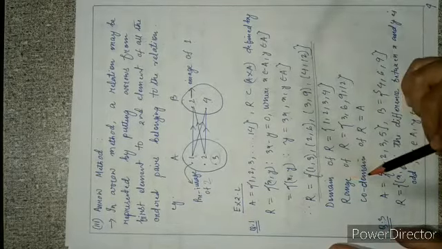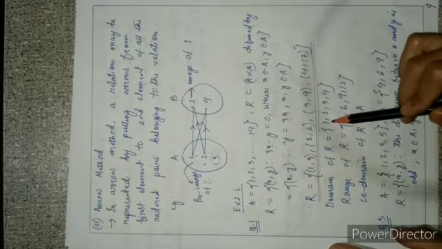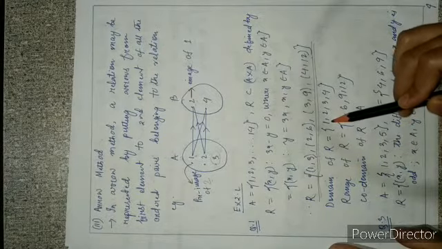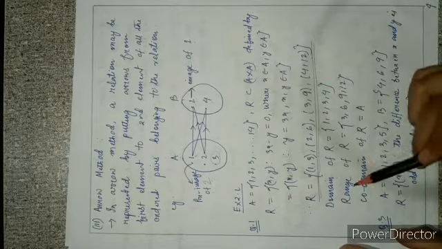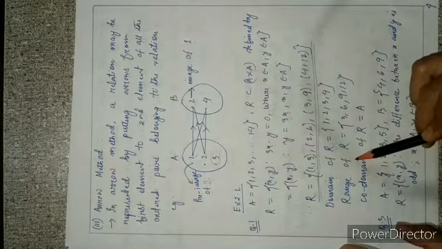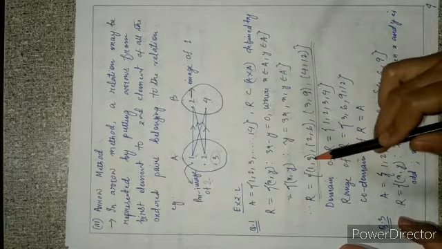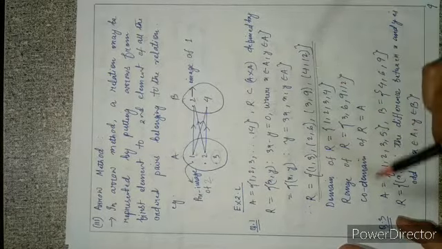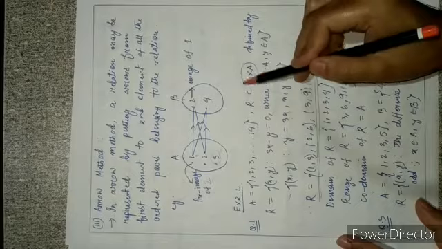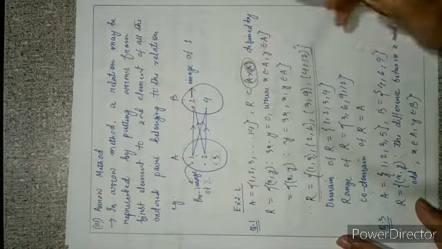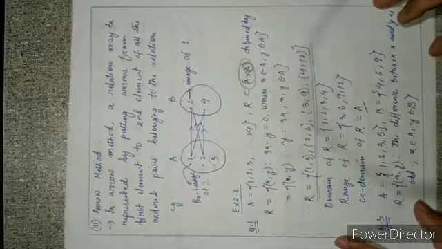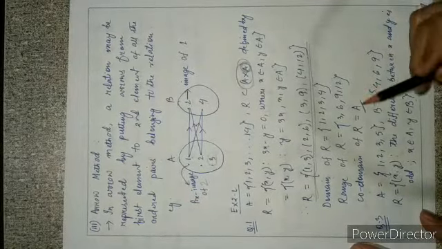Now domain and range. Domain of R is the set formed by the first components. They are 1, 2, 3, 4. Next, range. Range of R is the set formed by the second components: 3, 6, 9, and 12. Then codomain. R is a subset of A cross A, so the codomain of R is equal to set A.